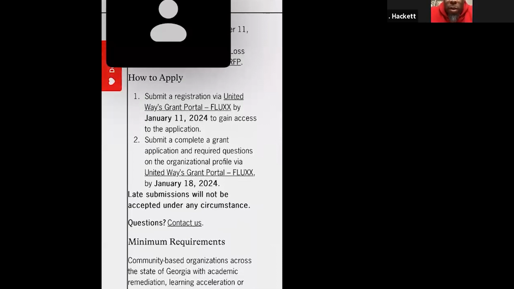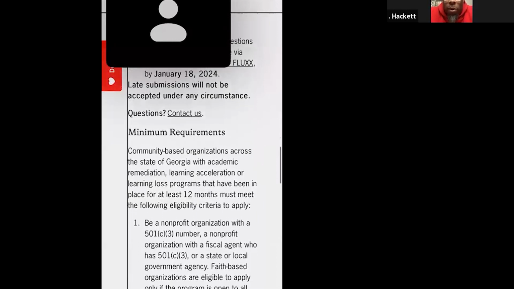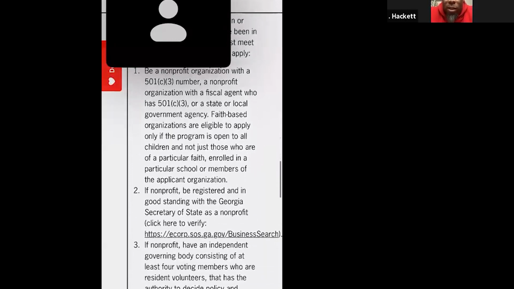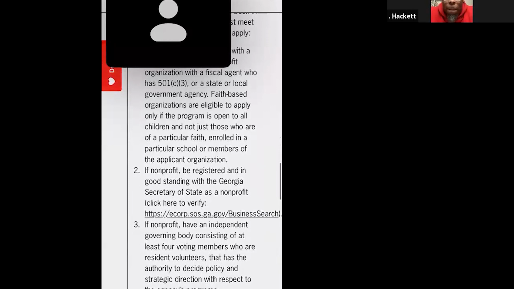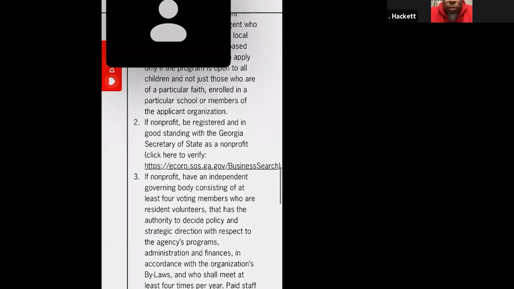And you make sure it's submitted by the 18th. Minimum requirements: you have to be a nonprofit agency, registered in good standing with the Secretary of State in Georgia. You need to verify your standing beforehand. If you're in another state and you want to do this in Georgia, then you need to get a foreign entity registration in Georgia. All right.